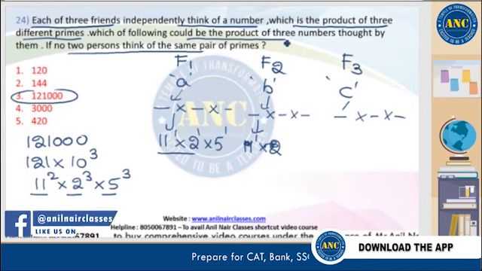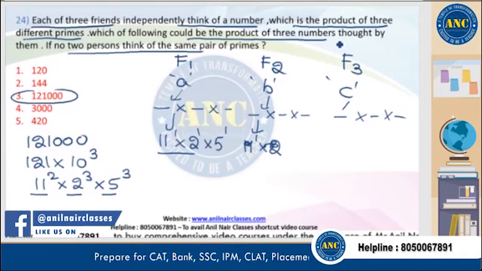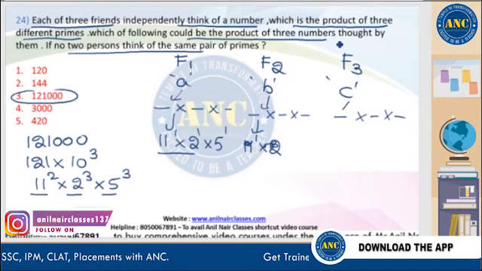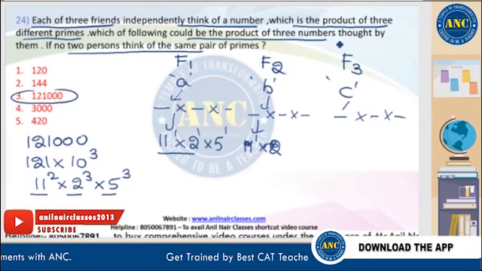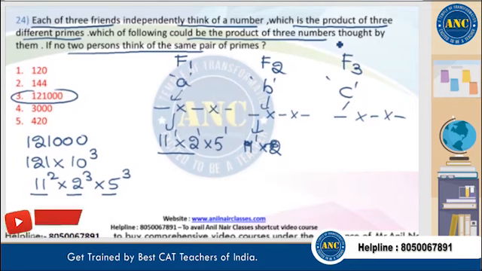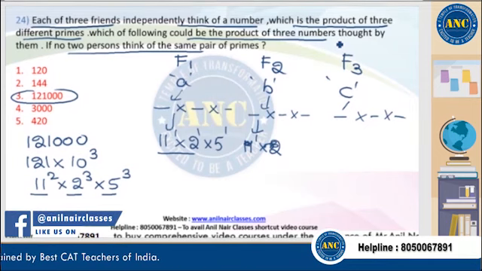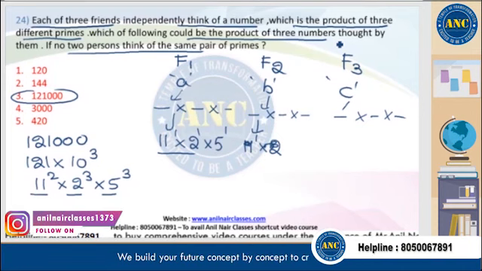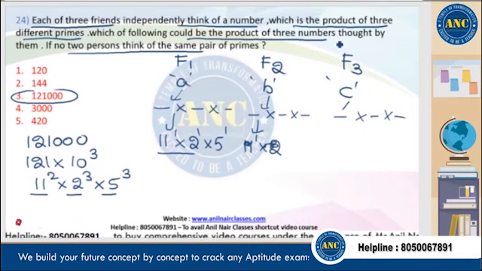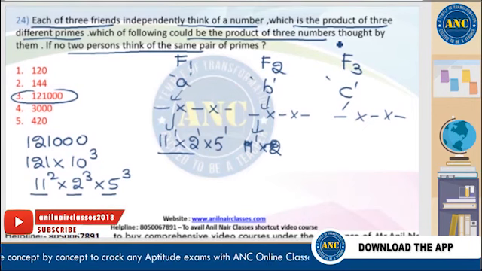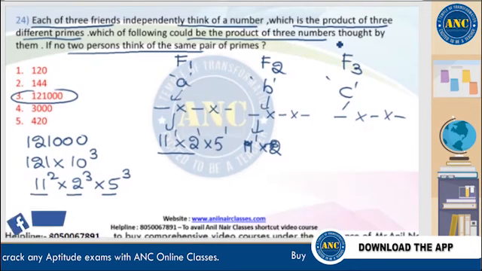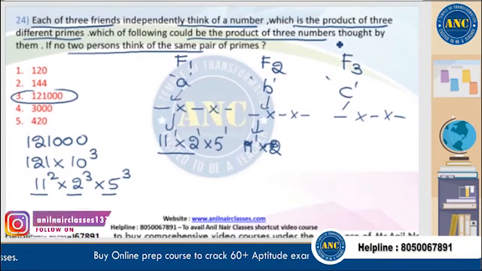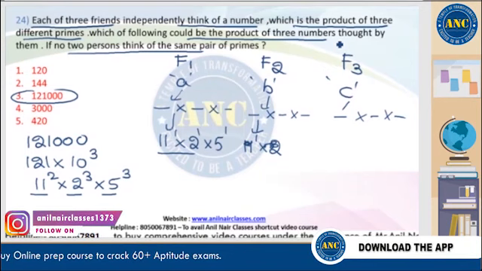Which of the following could be the product of three numbers thought of by them if no two persons think of the same pair? Now, what we'll do is, first we will take 121 000. If I prime factorize 121 000, what do we get? We got 2 square into 5 square into 11 square. Now, if you see, I think it is nothing but a product of two different primes. I think it is not three different primes.